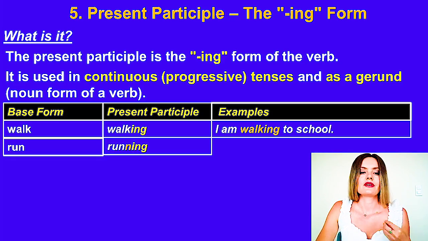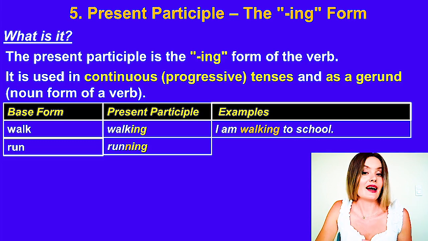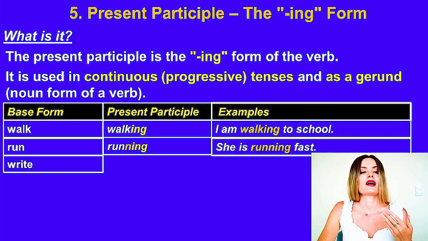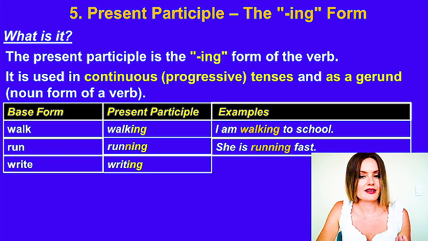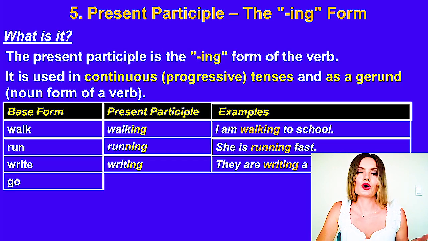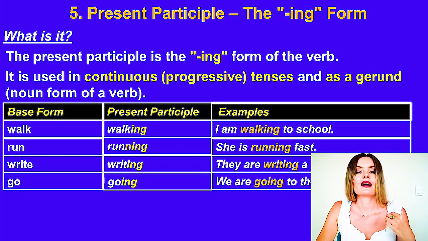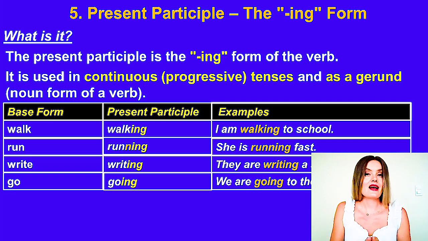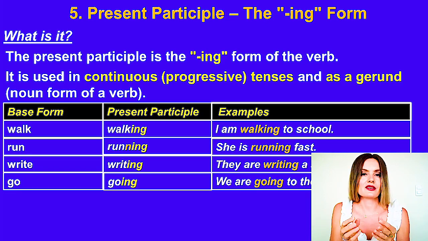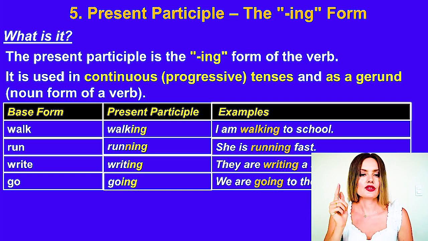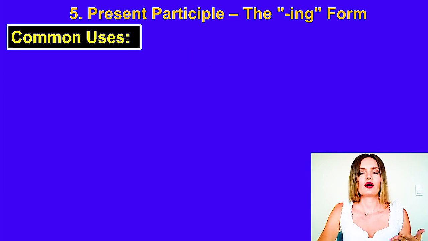Run, running. So again, we should add the ending ing. She is running fast. Write, writing. They are writing a story. Go, going. We are going to the park. So again, you can see that to form the present participle form, you just need to add the ending ing to the verb.